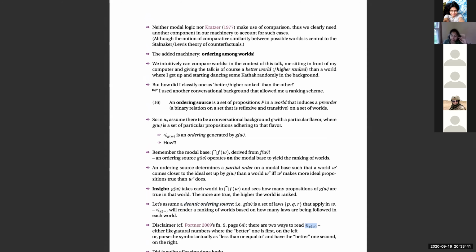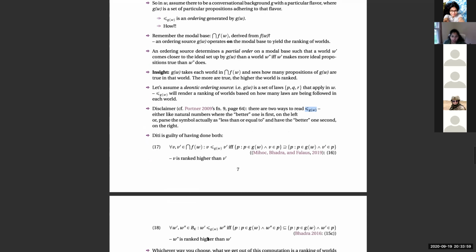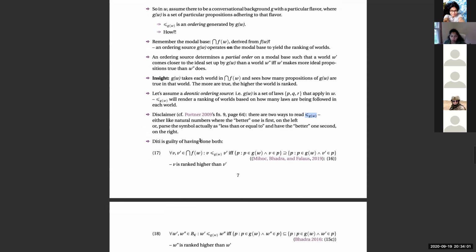You can either read it like natural numbers, where the better one is first on the left. Or you can read it like the actual symbol less than or equal to, where the better one is the greater one, so on the right. I have been guilty of doing both. In one recent work, I put, so here you look at this relationship here, V is ranked higher than V prime. Whereas in a previous work, I had W prime prime is ranked higher than W. So I've done both that Portner says, and you'll see it all over the literature.